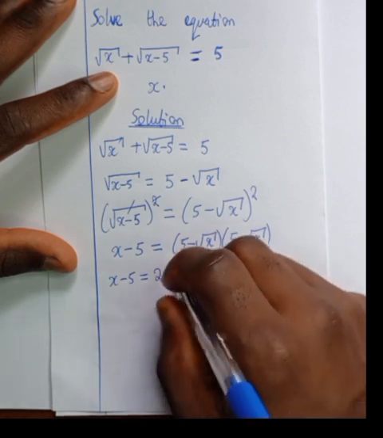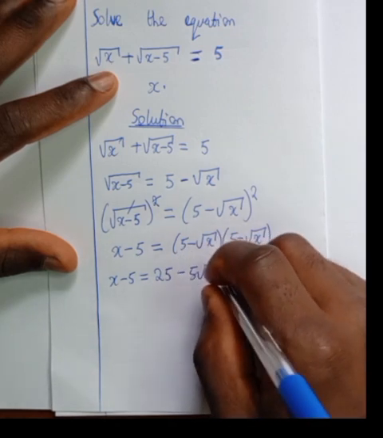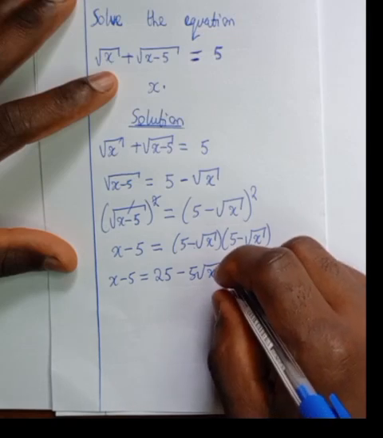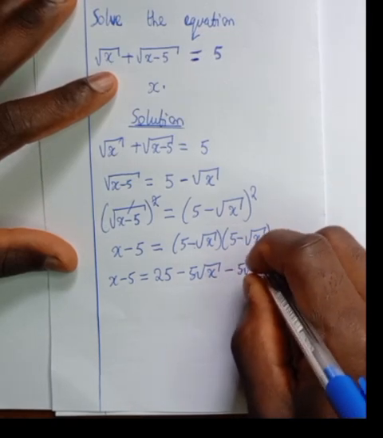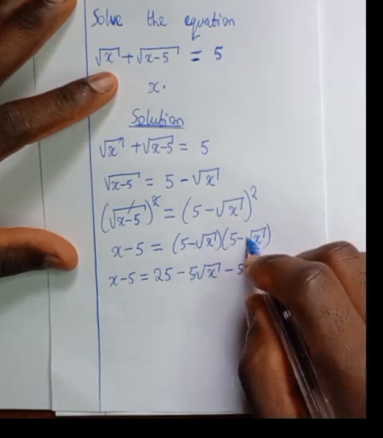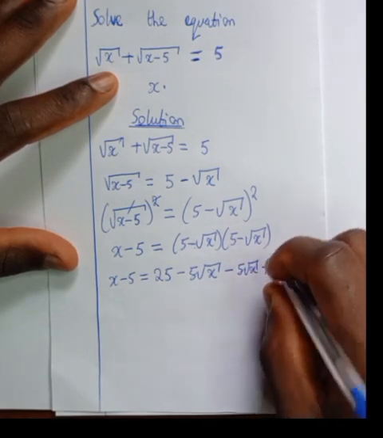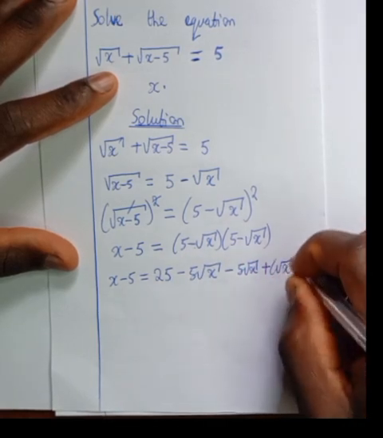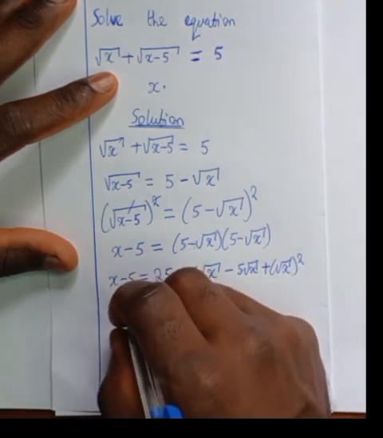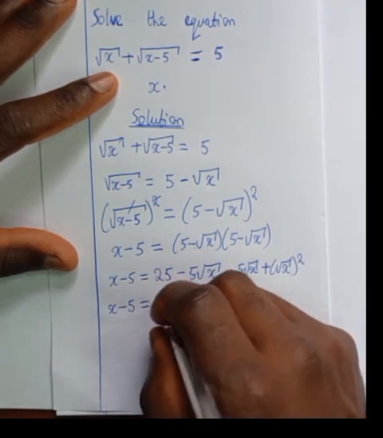5 times negative root x gives us negative 5 root x. Negative root x times 5 gives us negative 5 root x. Negative root x times negative root x, the result will be positive root x, all this squared. This will give us x minus 5 is equal to 25.